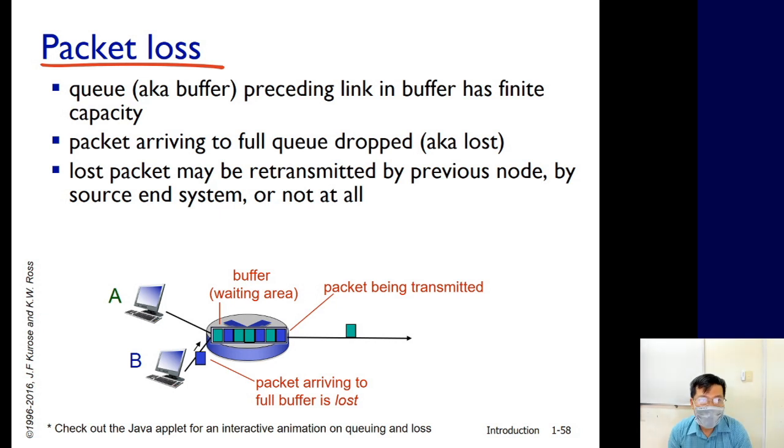We move on to packet loss. Packet loss occurs when the buffer on a link exceeds its capacity, the memory. So the queue has no room for the newly arriving packet, and the packet is dropped by the router. The sender may retransmit the packet or not, following the policy or the protocol used by the source.